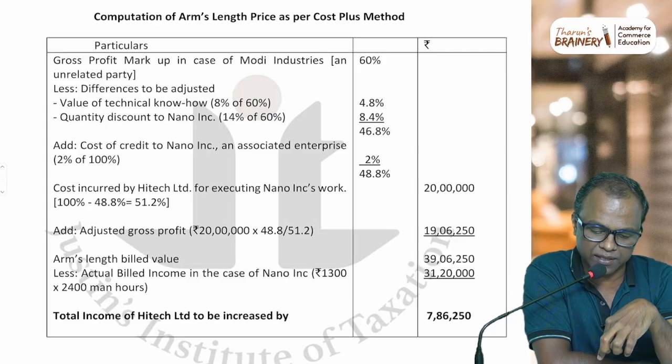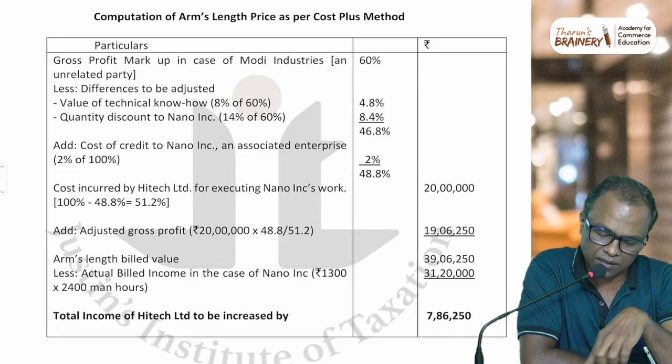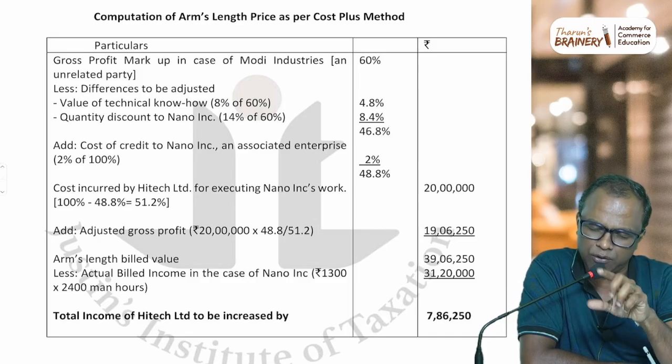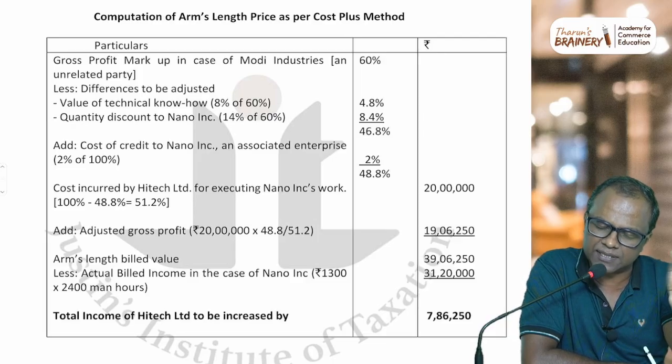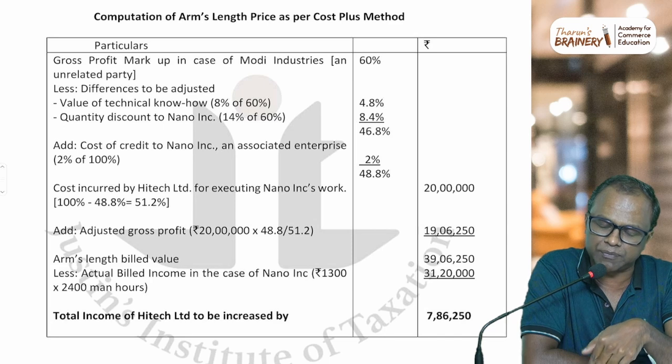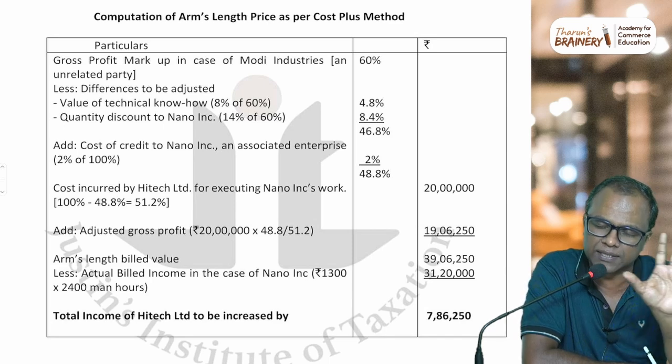So here, instead of taking this 51.2, we will take the other number, 48.8. Or directly we can add. If cost is 100 and the margin given is as a percentage of cost, directly find the arm's length margin. This 48.8% can be added directly on 20 lakhs: 20 lakhs into 48.8% margin. We will get the arm's length sales.